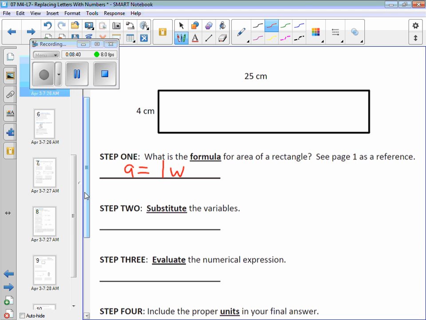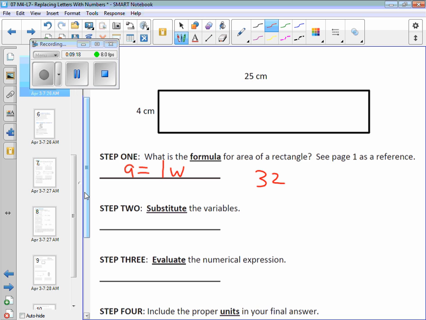I could put 2 variables together, and it means to do what? Multiply. Can I put 2 numbers together without an operator? No. That's why we don't do it. If I want to do 3 times 2, I have to use the dot. Otherwise, it looks like 32. But I can put 2 variables together. This means length times width.